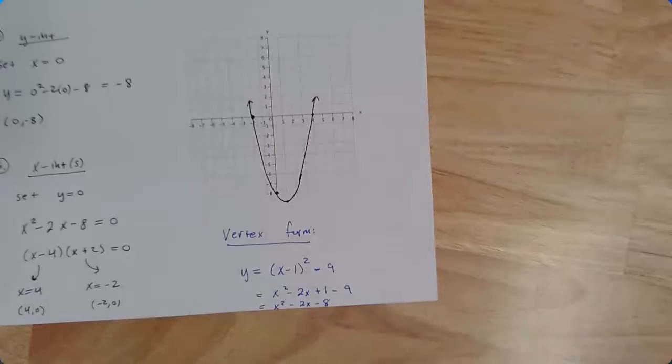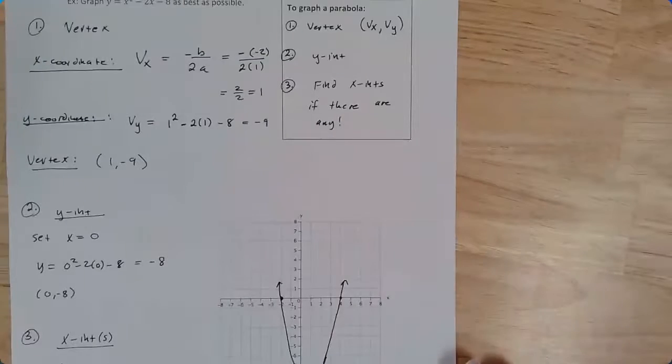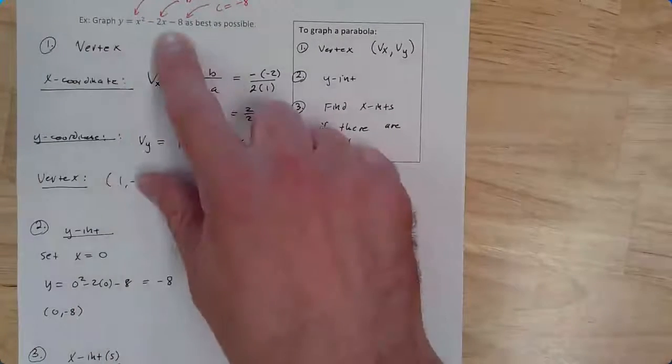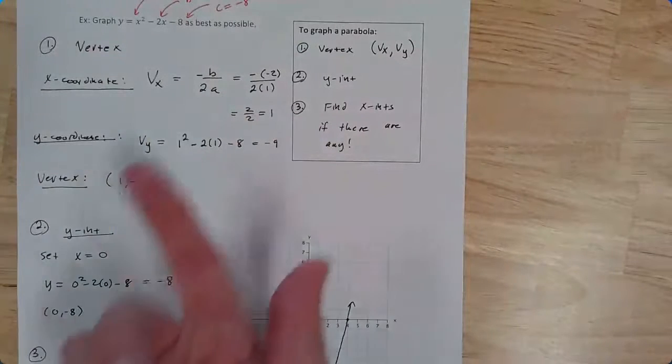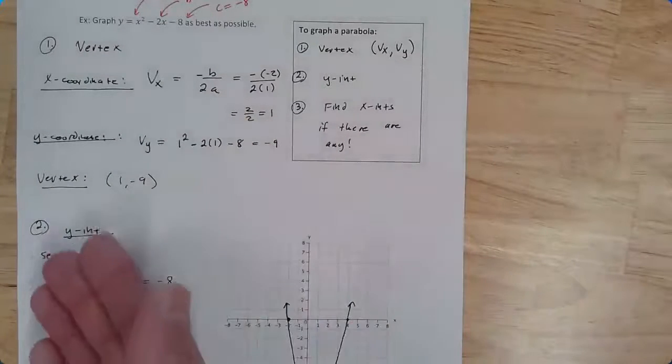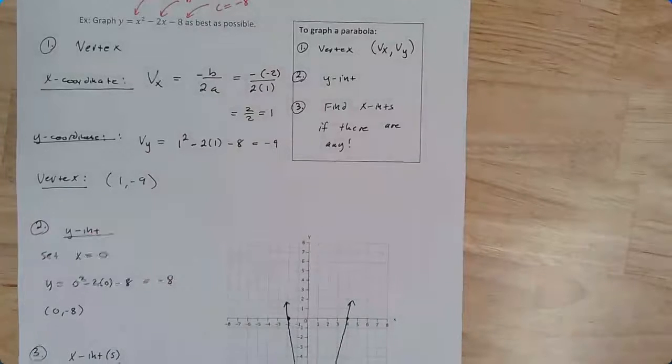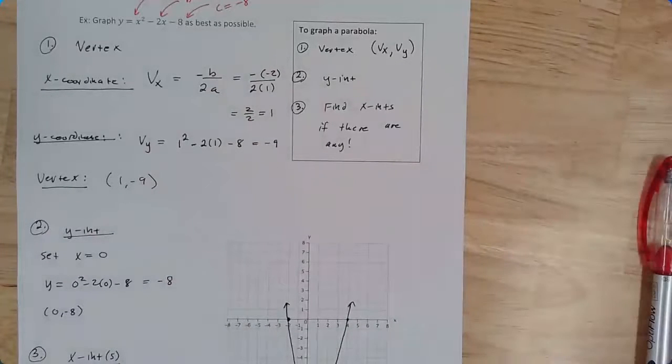So when given a parabola in this form, this is the way I recommend graphing it. Finding the vertex this way, finding the y-intercept, finding the x-intercepts, and then graphing the thing. Okay, let's do some more graphing.